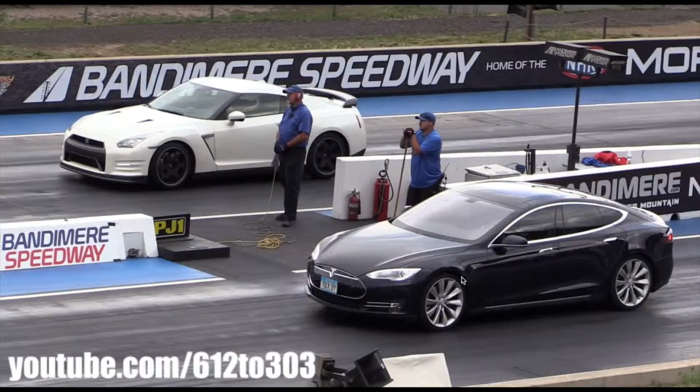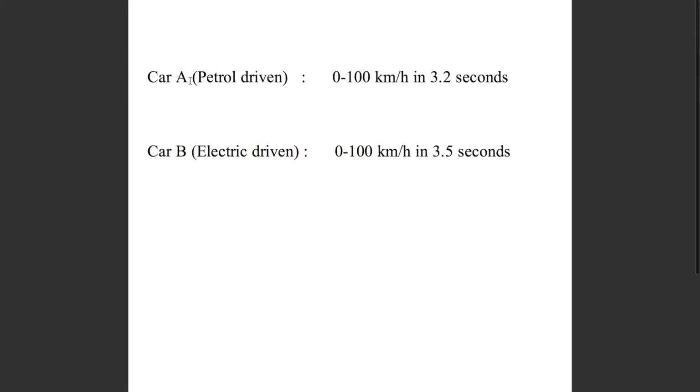Alright, the petrol-driven car A will reach 100 kilometers an hour first, but actually it will be behind when this happens. This can seem pretty weird, but it's because of the non-constant nature of the acceleration of the cars, which I will show you. So we have car A, a petrol-driven car, which goes from 0 to 100 kilometers an hour in 3.2 seconds, and an electric car B, which does it a bit slower.